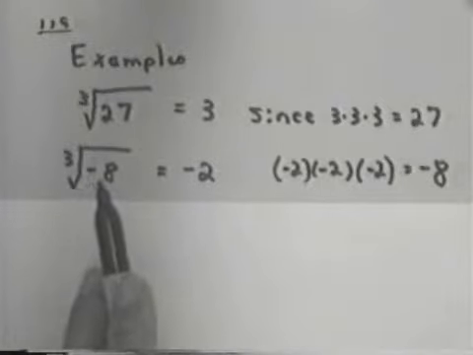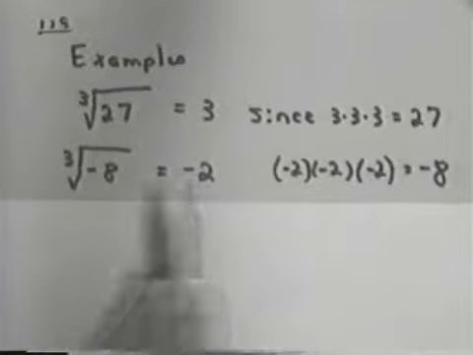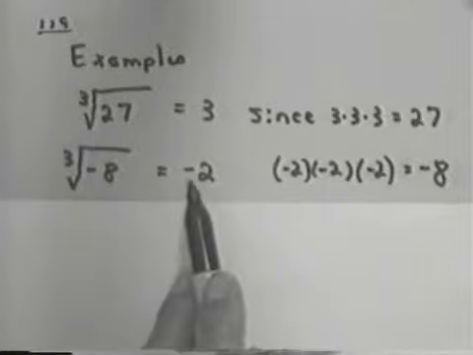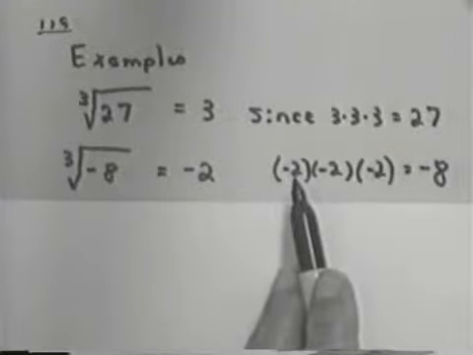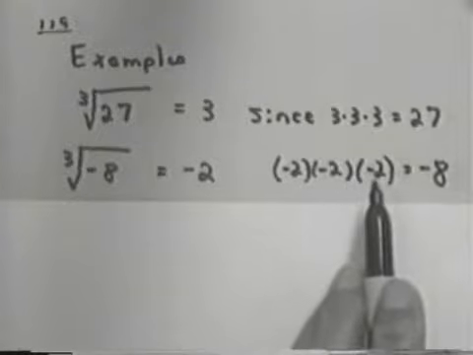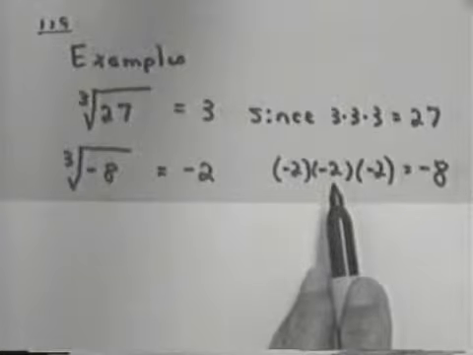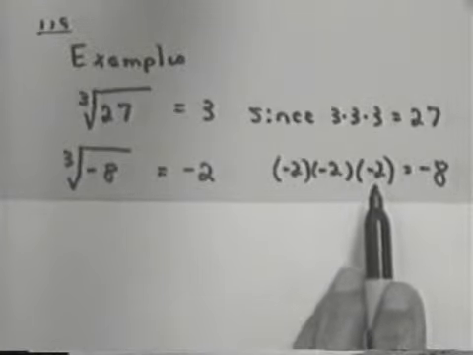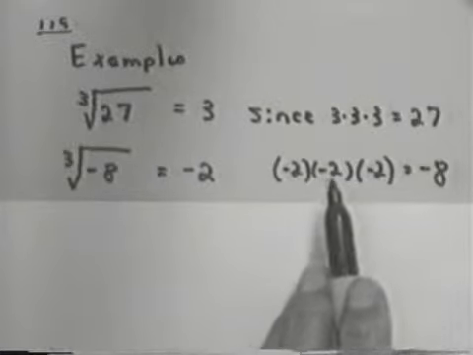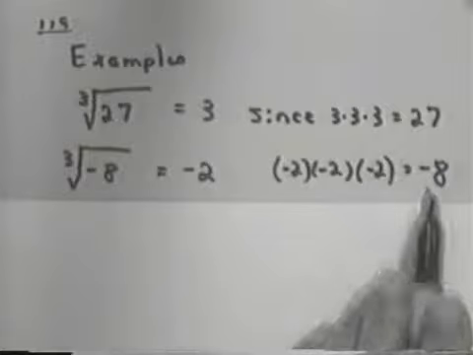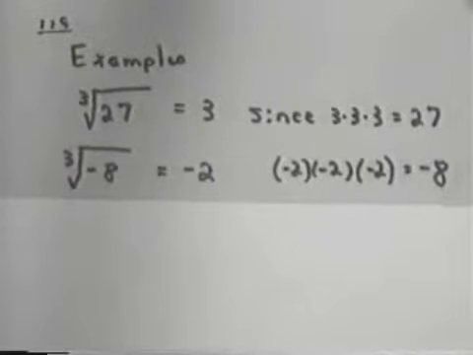The cube root of -8 is equal to -2. Here I'm asking what used as a factor 3 times gives -8. If I multiply -2 times -2 times -2, I get -8. A -2 times a -2 is a +4. A +4 times a -2 is -8. So since -2 used as a factor 3 times gives me -8, the cube root of -8 is -2.